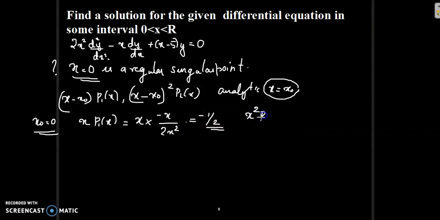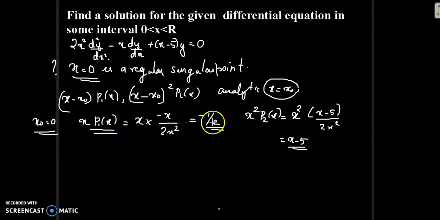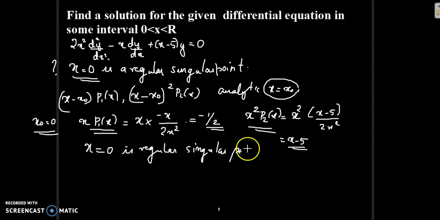Now what about x square into p2 of x? X square into p2 of x is going to give you x square into (x minus 5) by 2x square, which is equal to (x minus 5) by 2. This is a polynomial and again that is analytic everywhere. So our x into p1 of x and x square into p2 of x are analytic. Therefore, x equal to 0 is a regular singular point. That is the speciality, so we can use the Frobenius method to find a solution. Now let's see how we can do that.